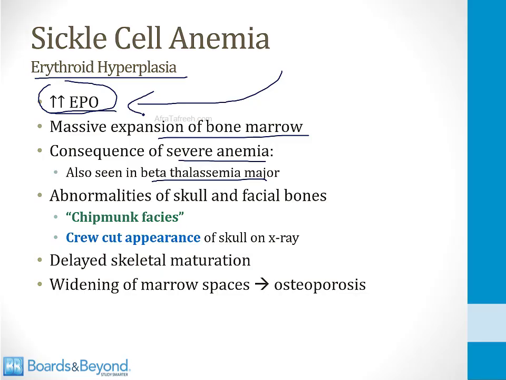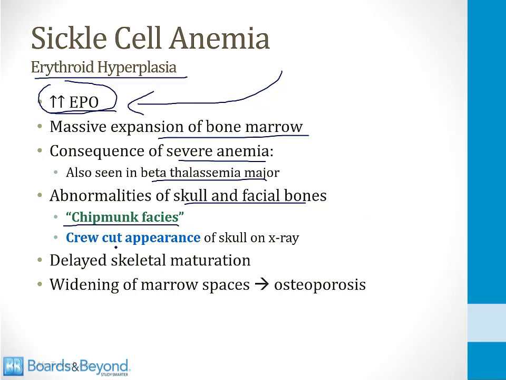So what are the bony consequences of erythroid hyperplasia? Well, first of all, there are classic abnormalities of the skull and facial bones that used to be present years ago when children had untreated sickle cell anemia. The first one was called chipmunk facies. This is when the cheekbones would become enlarged from bone marrow hyperplasia and the children would look like they had swollen cheeks. This was called chipmunk facies.